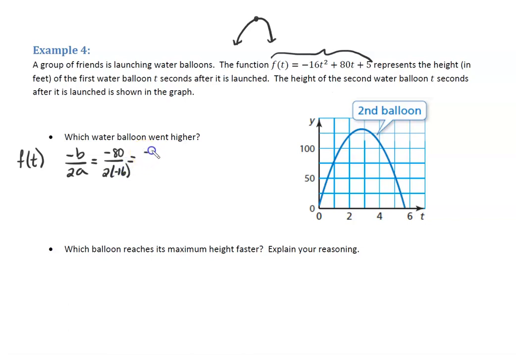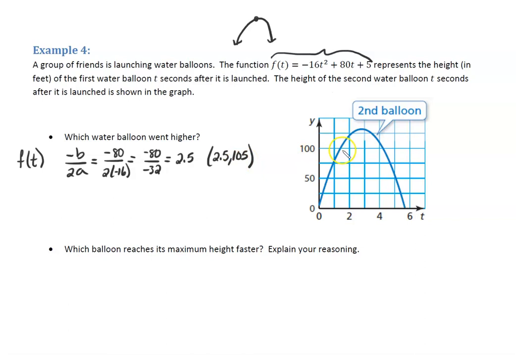And I'm going to get negative 80 over negative 32, which is 2.5. Now I'm going to use my calculator, and I'm going to plug 2.5 in for t squared and for t. When I do that, I get 105. So that means it took 2.5 seconds for the water balloon to reach its max height, which was 105 feet.